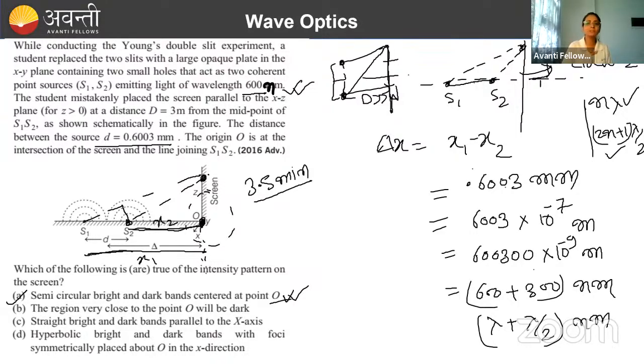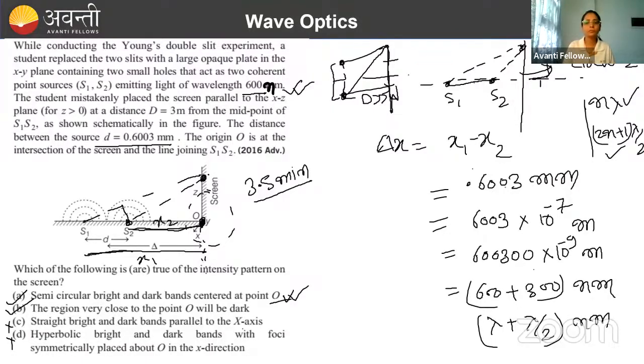So path difference is in the form of (2n plus 1) lambda by 2, where n value is how much? If you see, this n value will become 1. So definitely this point is going to be a dark fringe. It will contain a dark fringe, not the bright one. So the correct answer will be B also. And C and D are incorrect, that we have already seen. Right? So this is the way we were going.